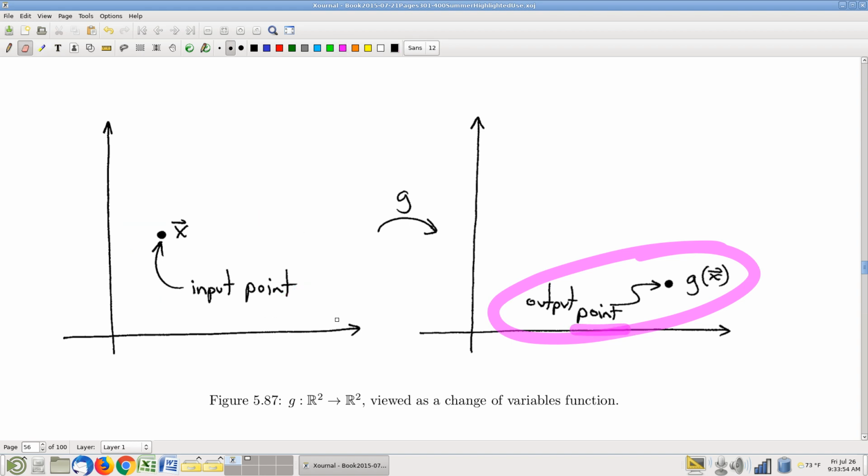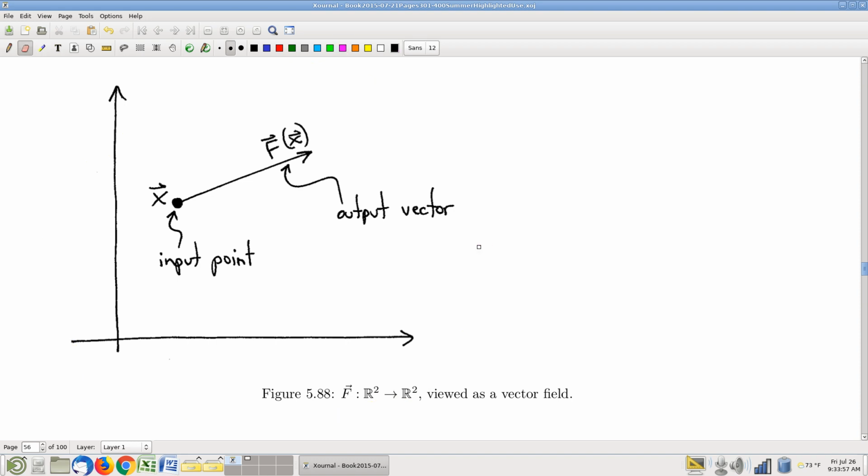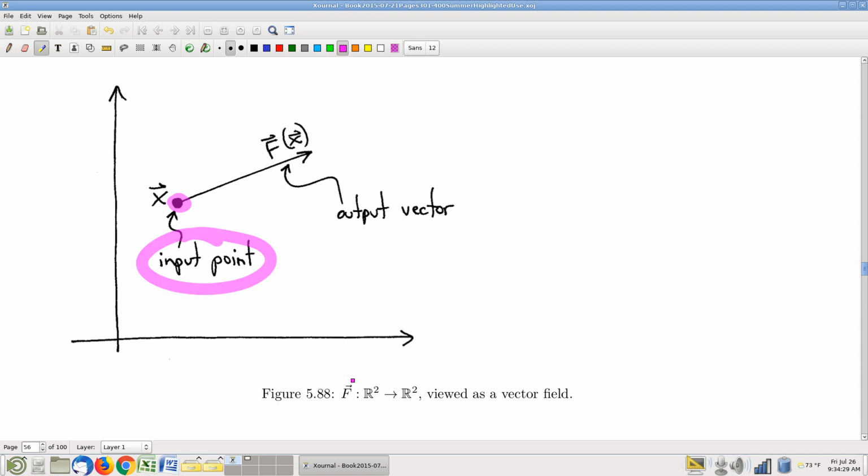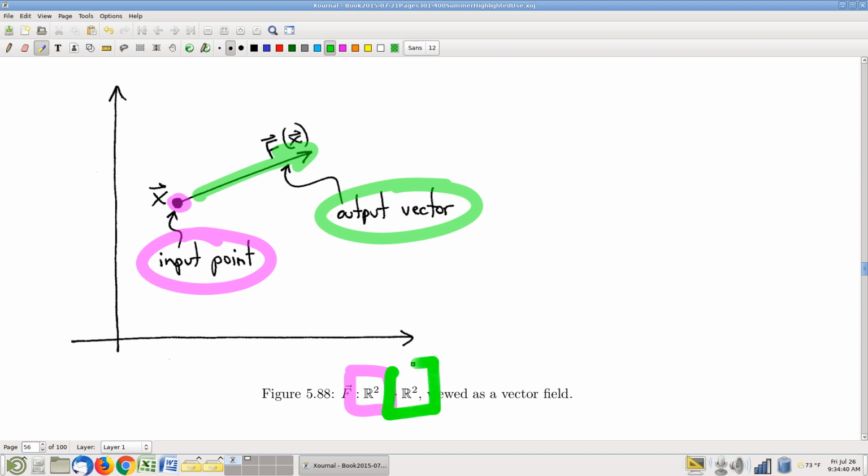The big idea of interpreting this as a vector field instead is simply interpreting the input, yes, still as a point, but interpreting the output as being a vector. Drawn with its tail at that input point just to clearly associate it as the output vector corresponding to that input point. So again, you look at this input point, that point comes out of R2 because we have this picture drawn in R2. The output vector is a vector in R2 also, just thought of as a vector. Okay.